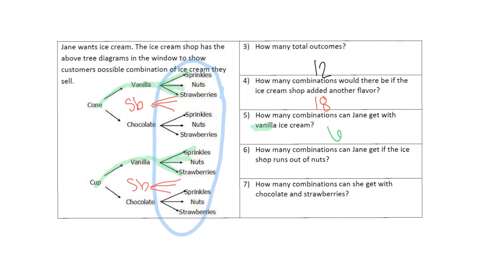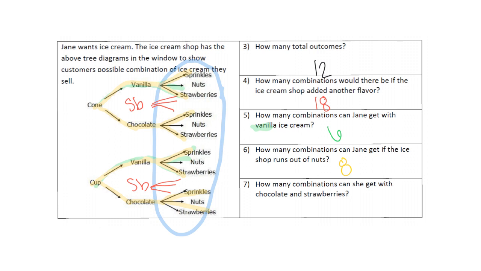How many combinations can Jane get if the shop runs out of nuts? Okay, so if we had no nuts, we could get a cone, vanilla, sprinkle, and strawberries. We get cone, chocolate, sprinkles, and strawberries. We get cup, vanilla, sprinkles, and strawberries. Cup, chocolate, sprinkles, and strawberries. So how many combinations could we get without nuts? We could still get 8 combinations.